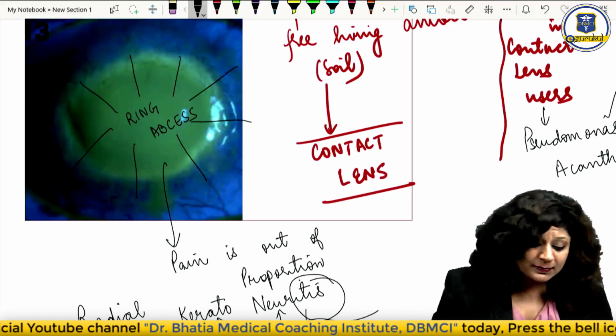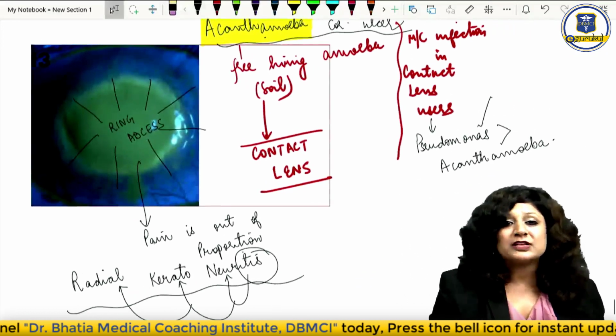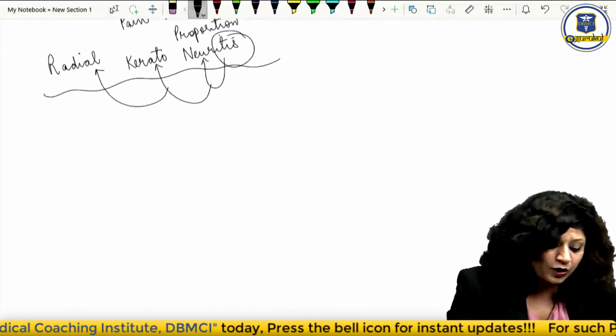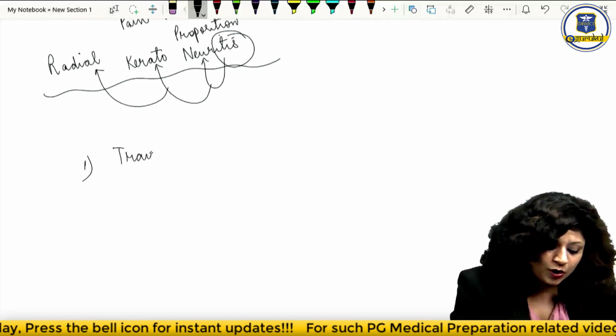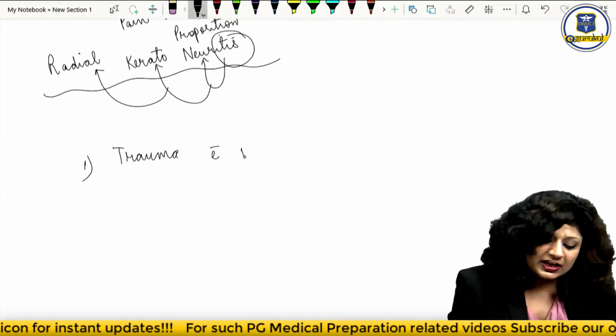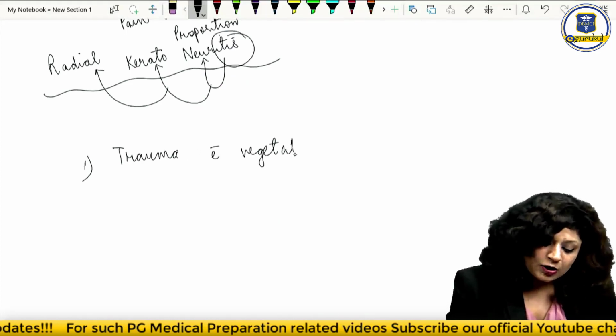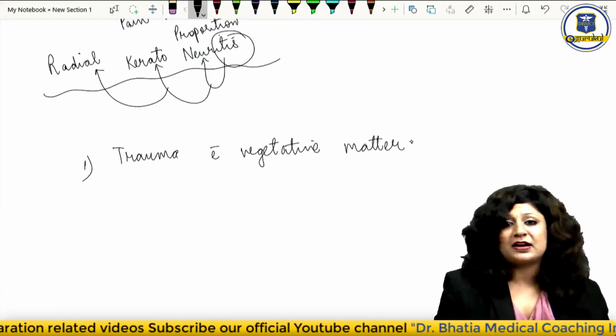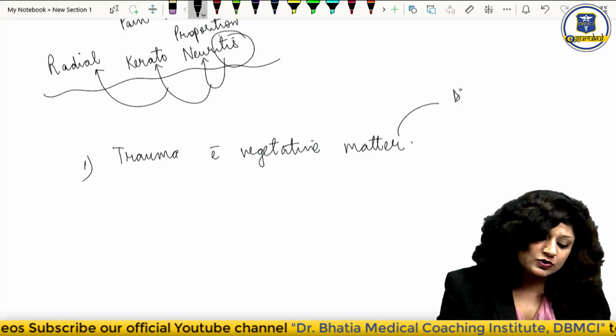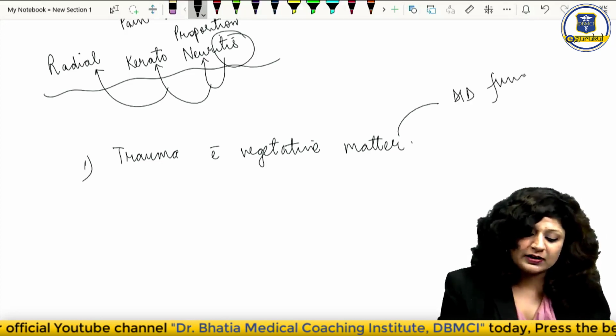Now what can be confusing here? Confusing things are so many. First of all, here also you can get a trauma with the vegetative matter. Here also you can get the history of trauma by the vegetative matter, by which you can actually confuse it with the fungal corneal ulcer.